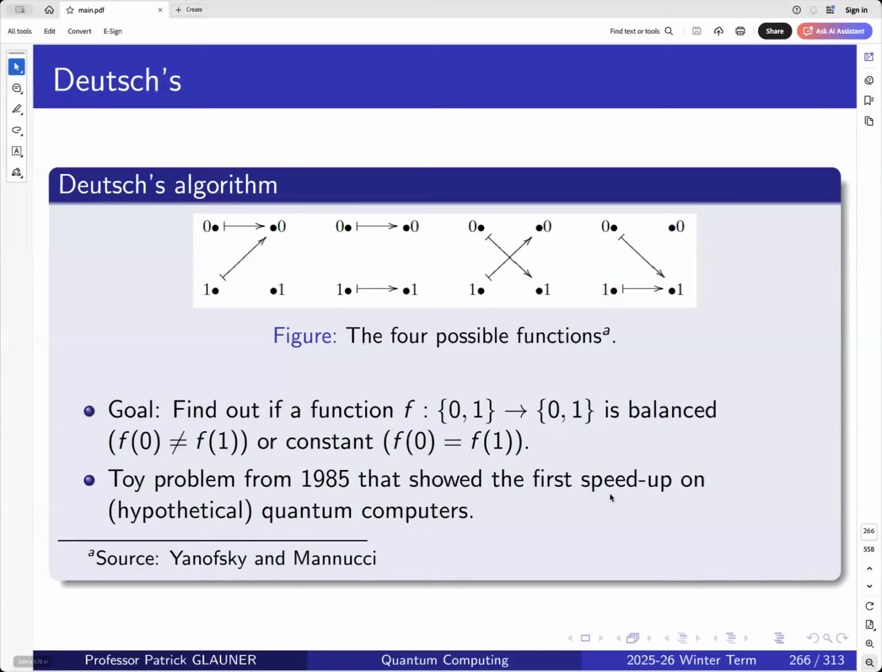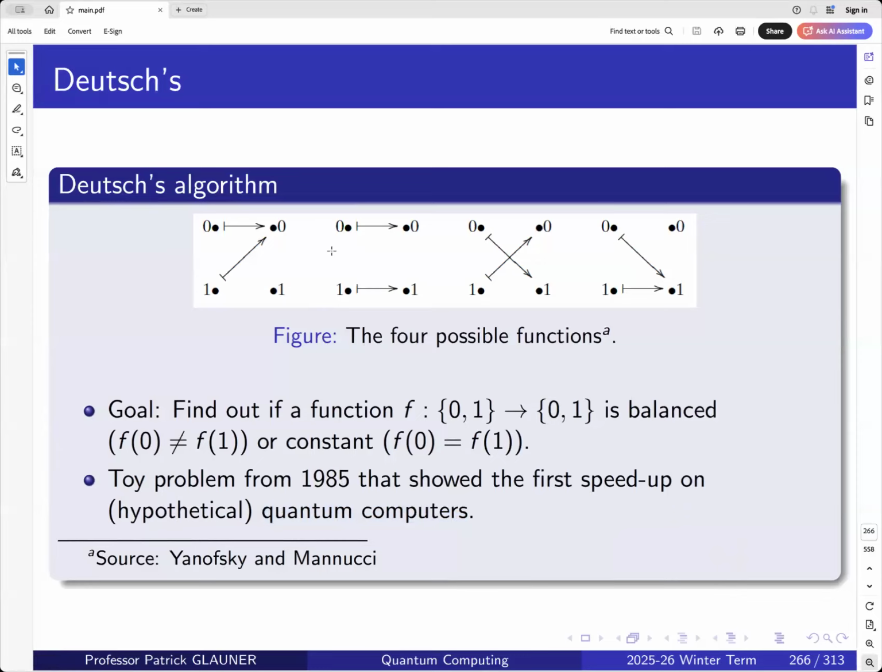And this is purely an academic problem, but this toy problem was described in 1985 by Mr. Deutsch, and he showed that if we had real quantum computers, which at that time didn't exist, this would actually lead to a speed up.